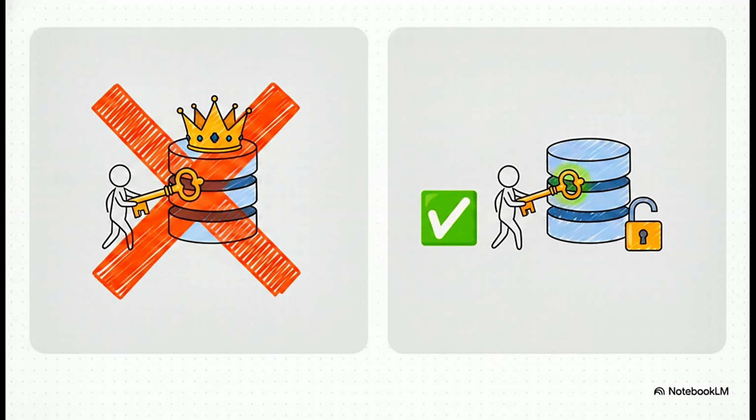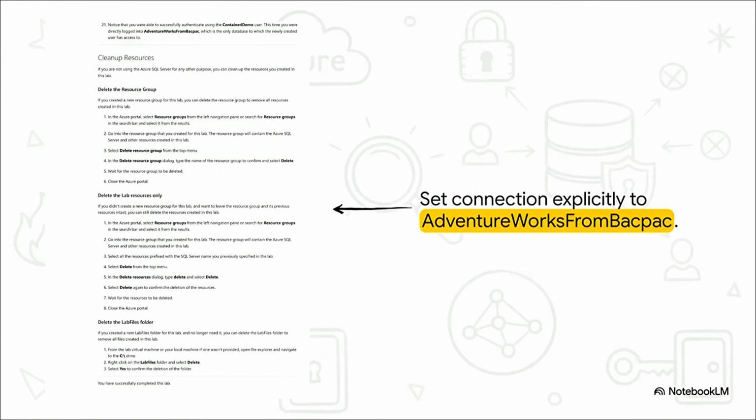But think about it. We just created a contained user. That user does not exist in master. They literally only exist inside AdventureWorks from Bacpac. So how do we actually get around that?